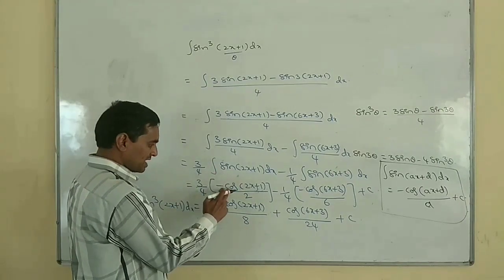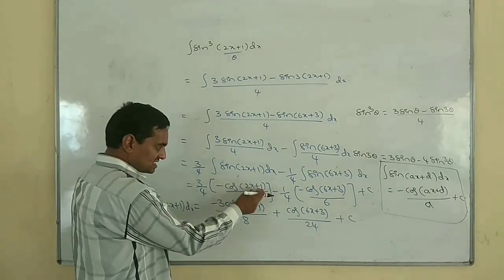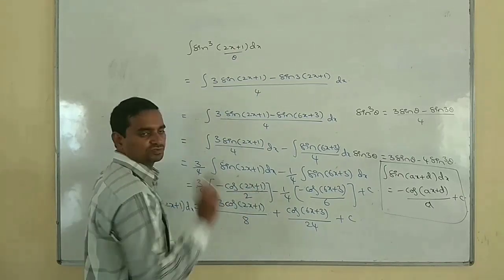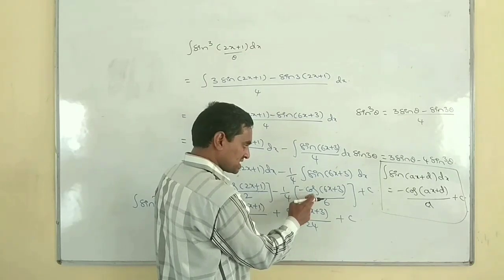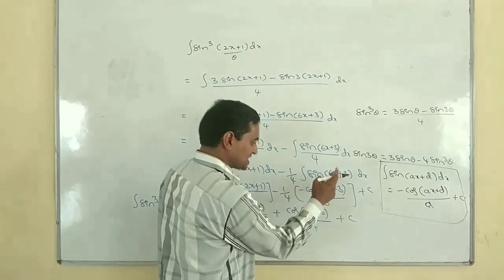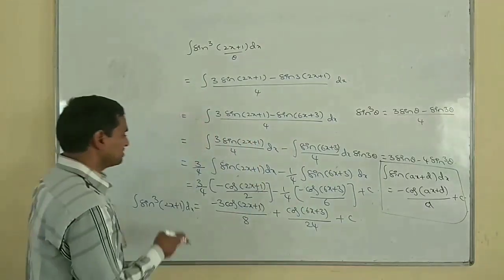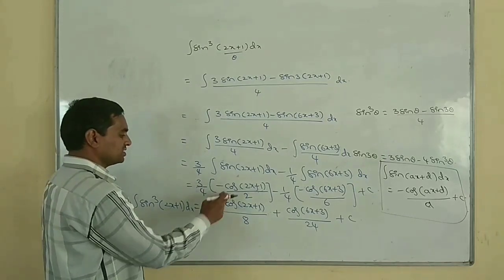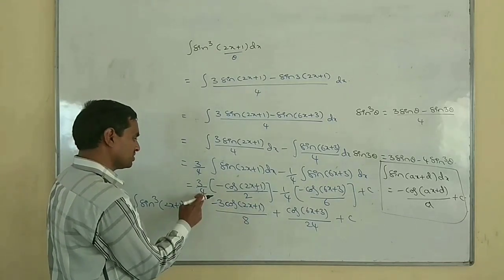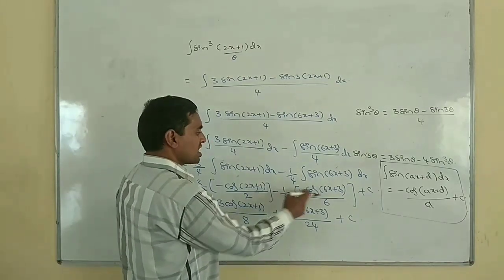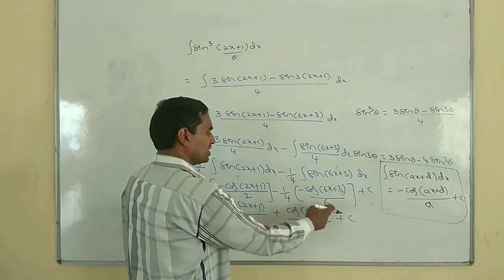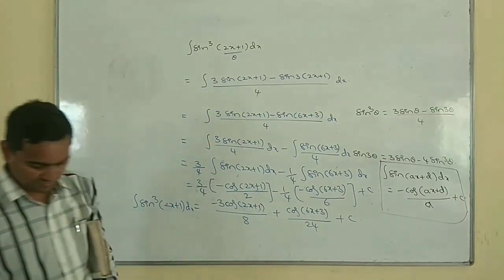3 by 4 times integration of sin gives minus cos, this as it is. This x coefficient is 2. Here minus 1 by 4 as it is, integration of sin gives minus cos. Here the x coefficient is 6. So simplify: minus 3 into minus 3 cos of (2x plus 1) by 4 into 2, 8; minus into minus plus cos of (6x plus 3) by 4 into 6, 24, plus.